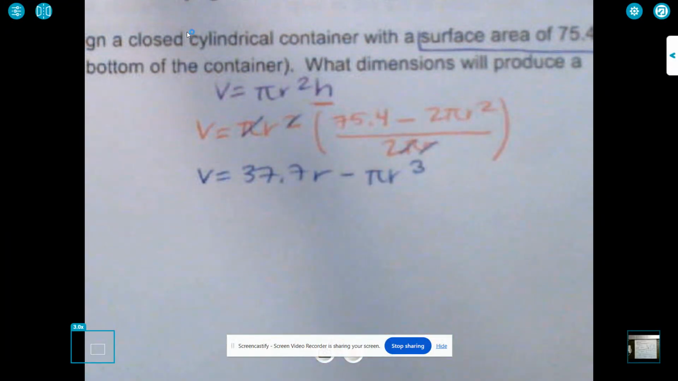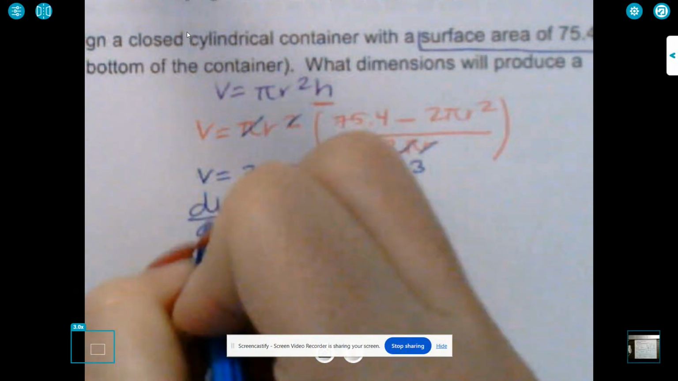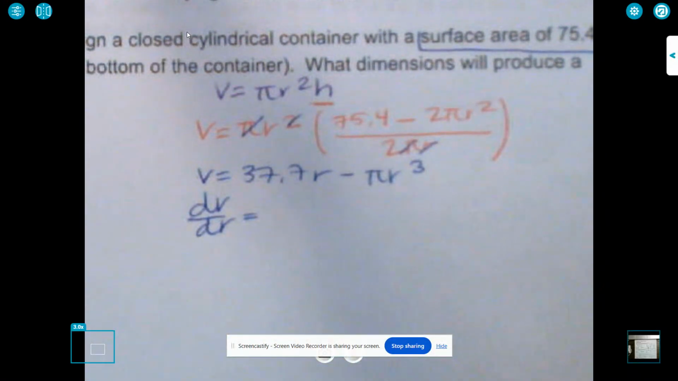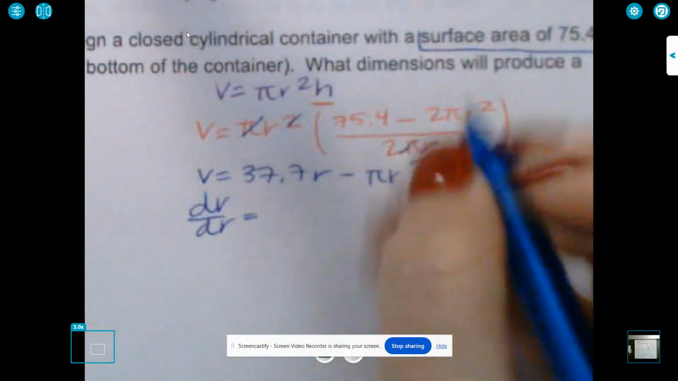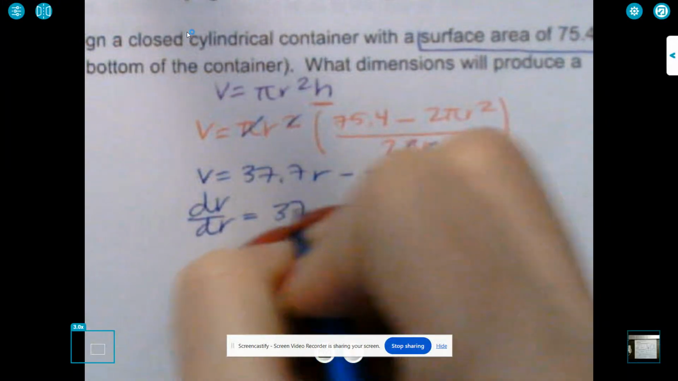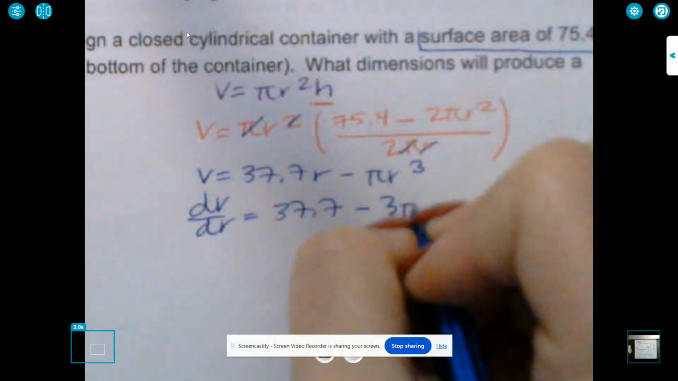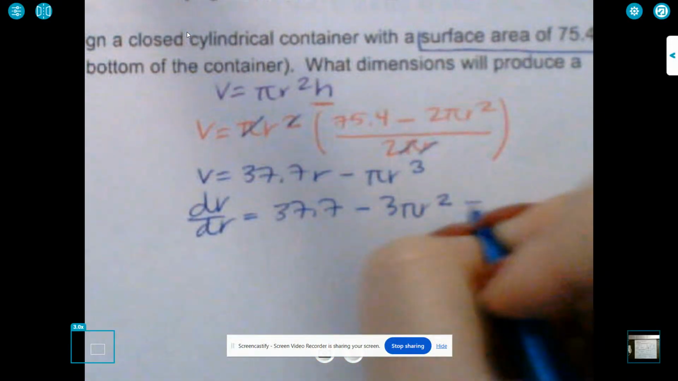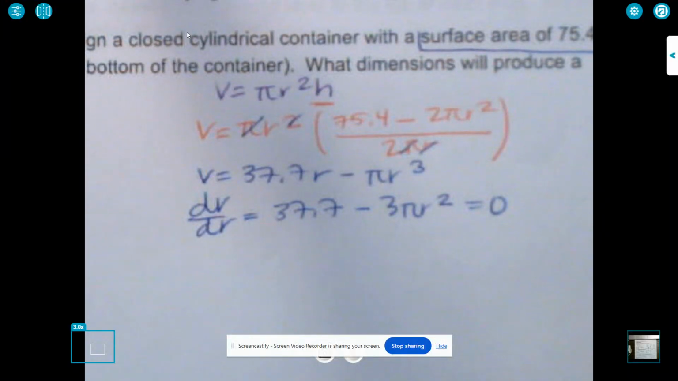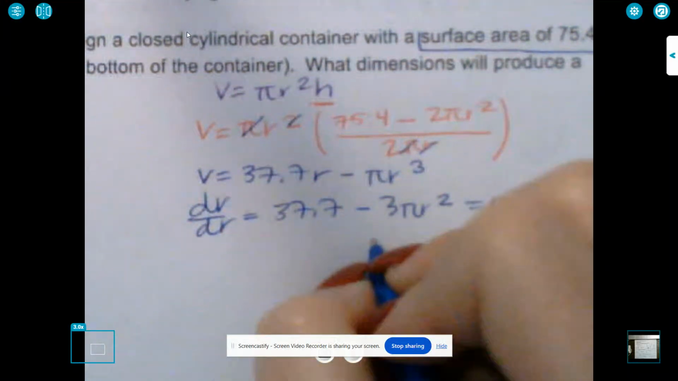Okay, so all right, dv/dr is going to be, and we're taking it with respect to r, so 37.7 minus 3 pi r squared. And we want to know, obviously, where that's going to equal 0. Solve that out.